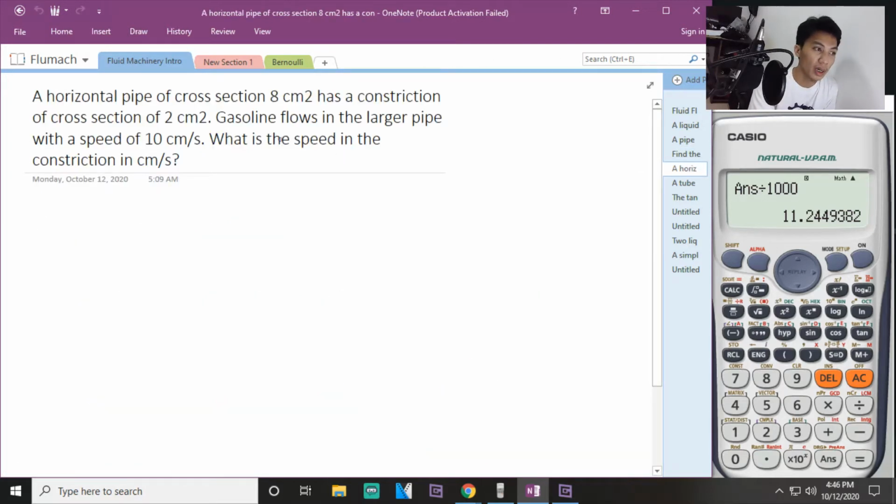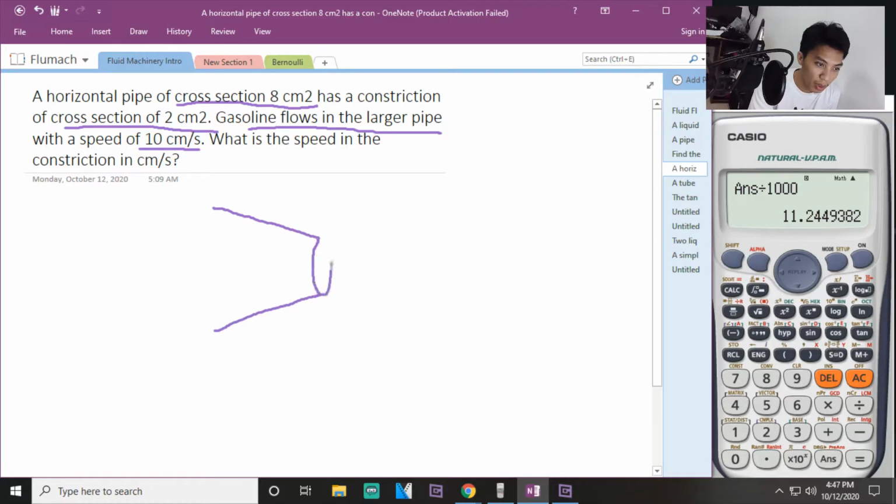So for number 4, a horizontal pipe of cross-section 8 cm squared has a constriction cross-section of 2 cm squared. Gasoline flows in a larger pipe with a speed of 10 cm per second. What is the speed of the constriction? Ibig sabihin, pag ganun, sinoconstrict or sinasakal, Tagalog. Pag ganyan, pa-convert siya. Okay? Ayan yung flow mo. Masok daw dito at horizontal pipe, larger pipe at 10 cm per second. Tapos ang area nito, area 1, 8 cm squared.